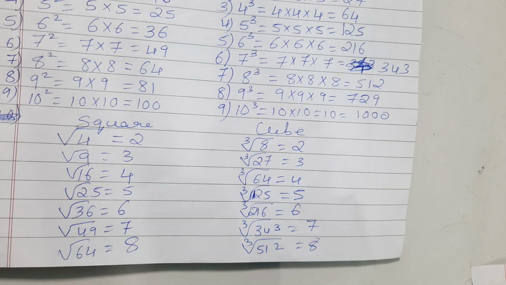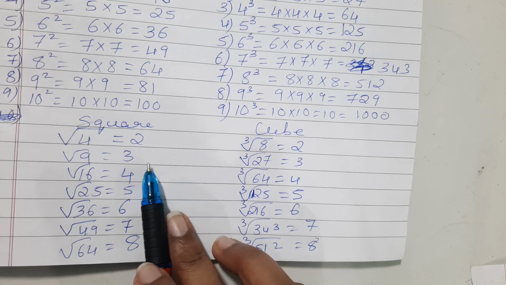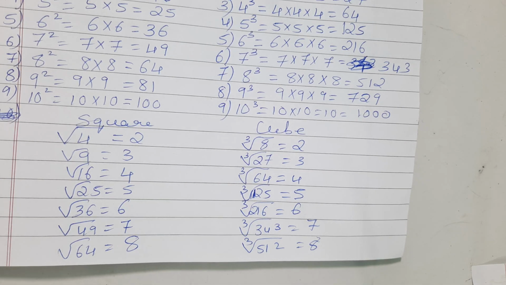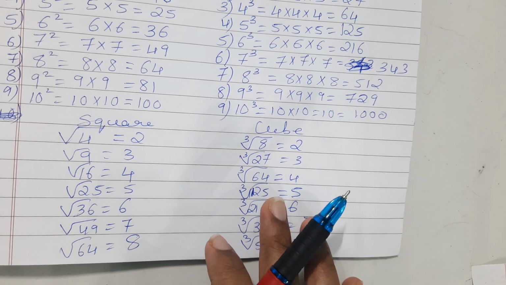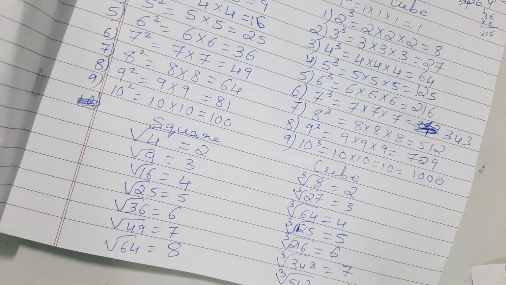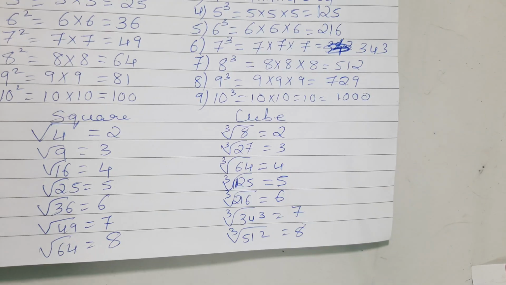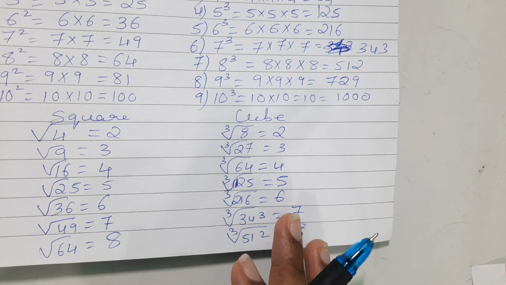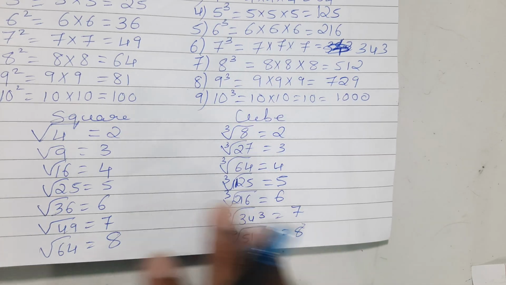I hope you have understood a small idea from this chapter. This is the difference between a square and a cube, which you should know. What is a square, what is a cube. There shouldn't be any confusion.